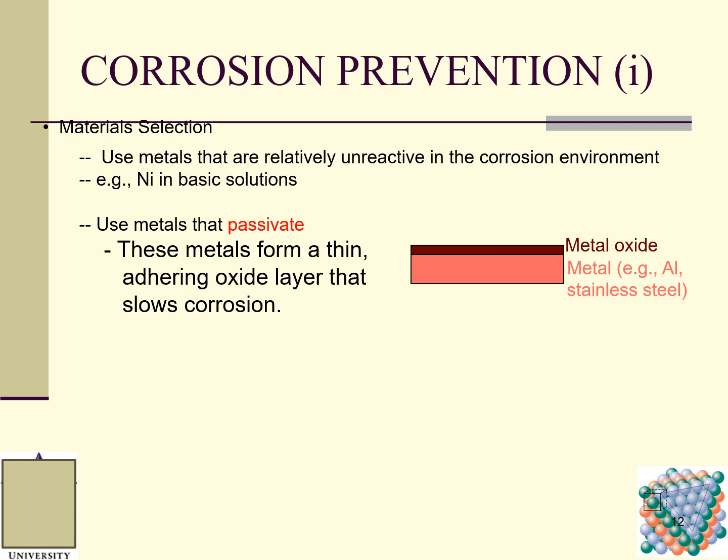For example, use metals that are relatively unreactive in the corrosion environment, such as selecting nickel in basic solution. A basic solution means that this solution has OH ion. The second one is to use metals that passivate. These metals form a thin adhering oxide layer that slows corrosion. This is metal oxide, this is metal, and because this metal oxide is a very thin adhering layer, the oxygen will not come through it to reach the material, and as a result, oxygen cannot cause further corrosion.